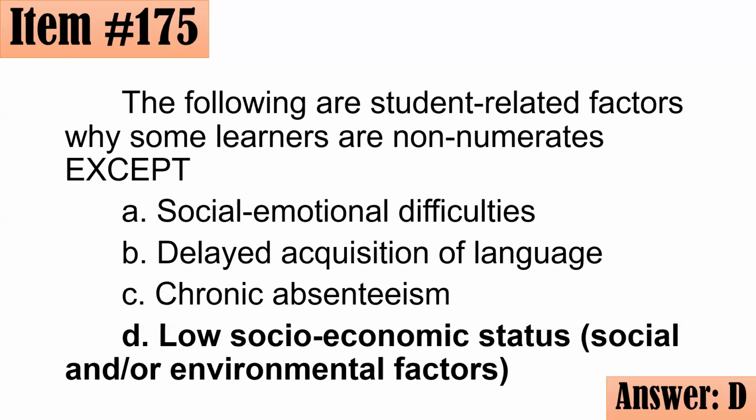Low socioeconomic status is a social and or environmental factor po, while the rest are student-related factors. Tandaan po natin yan. Letter D. So yun po, no? So when we speak about socioeconomic status, probably it could include the family income and that social and or environmental factor na po.